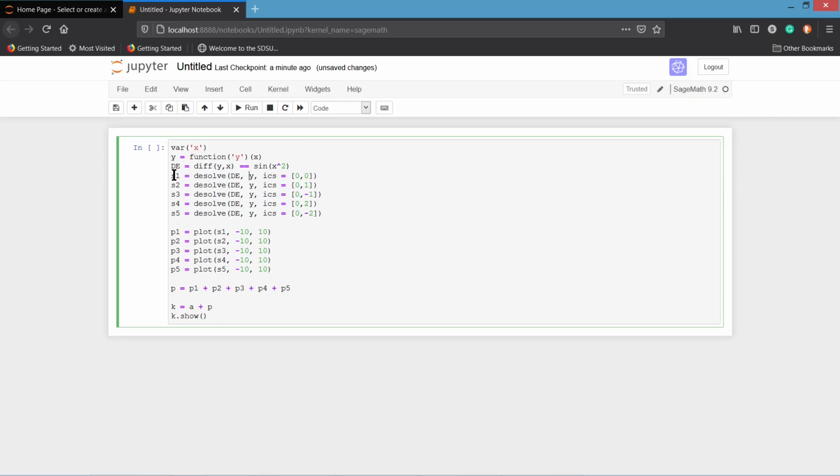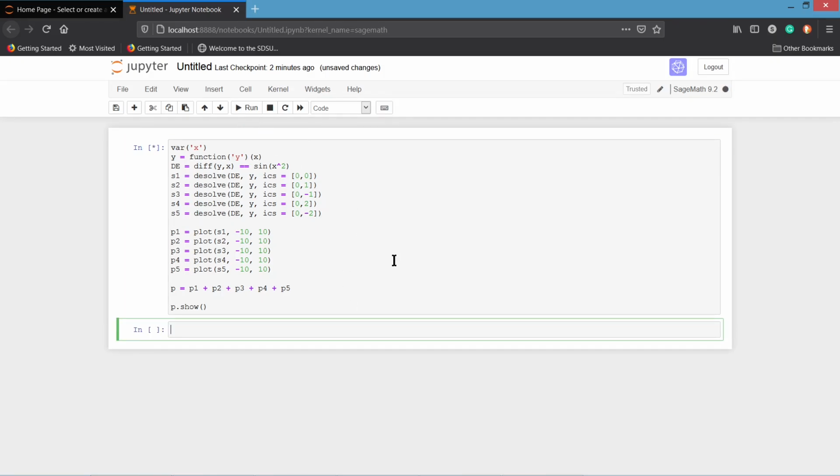So, now we take this S1 to S5 variable and plot them. We are going to plot S1 to S5 from x range of minus 10 to 10. Now, this p value holds the plots of all the 5 initial value problems. This line we do not need, and here at the end we will write p dot show and run.